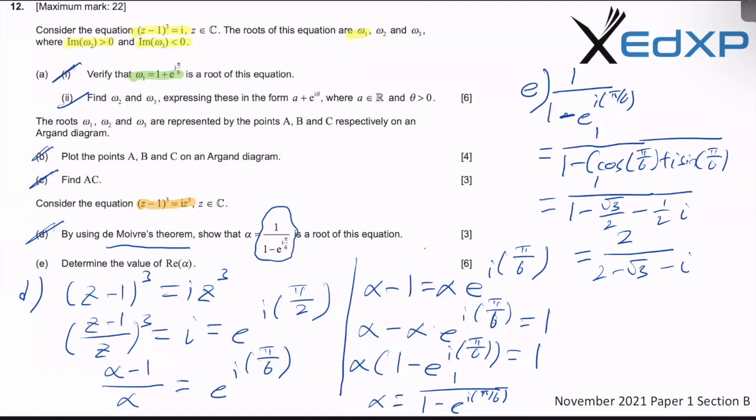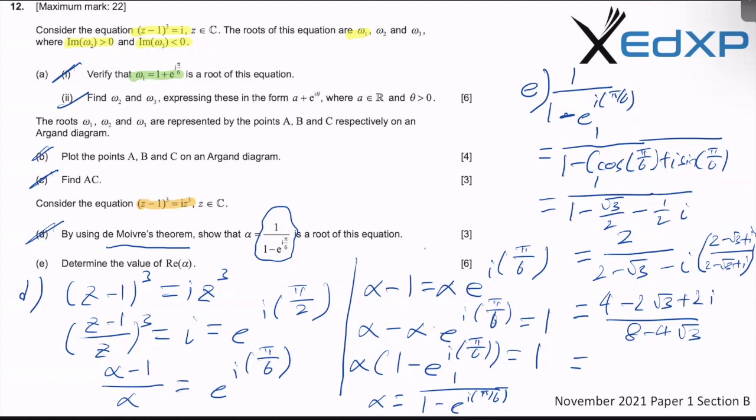Okay, at this point, I can actually use a complex conjugate to rationalize. So I can multiply it by 2 minus root 3 plus i over 2 minus root 3 plus i, the complex conjugate. Okay, and if I were to simplify this expression in paper 1, so by hand, I will end up with 4 minus 2 root 3 plus 2i over, if I simplify the bottom, I get 8 minus 4 root 3.